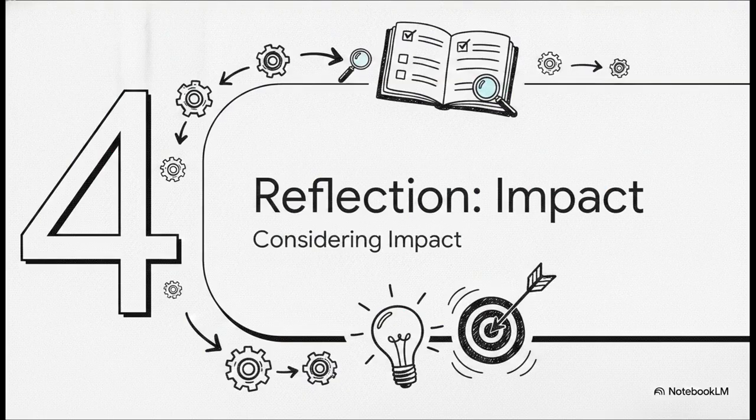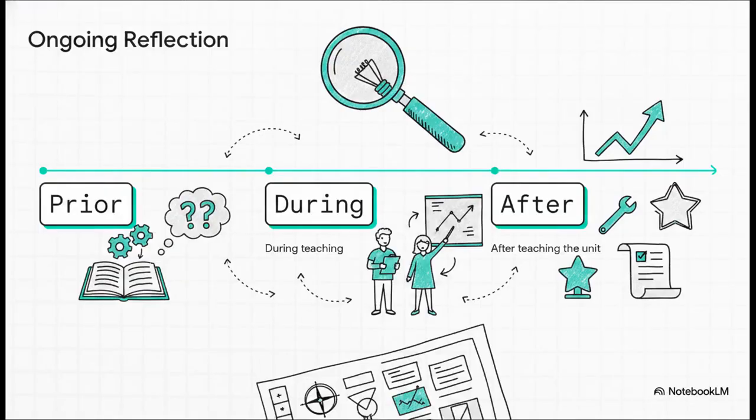Section 4, Reflection, Considering Impact. The final phase of the planning cycle is where we step back and consider the impact of everything we've just built. And listen, we really need to dispel the myth that reflection is just some post-unit paperwork you frantically rush through at the end of the term.